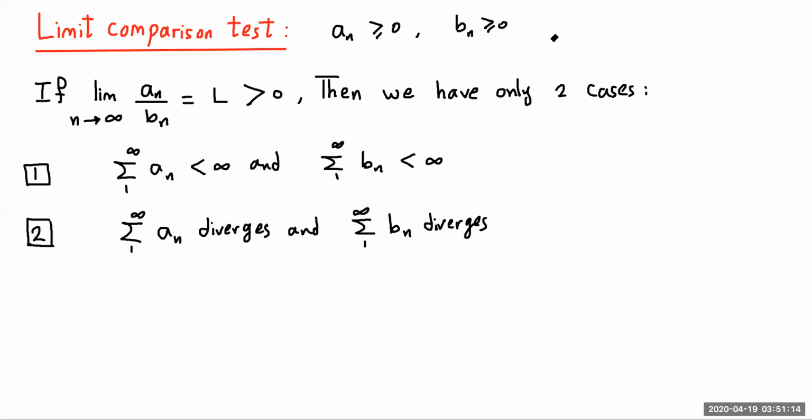Limit comparison test for positive series. Let's suppose that the limit of an over bn equals a real number L, a positive real number. Then we have two cases. If sigma an converges, then sigma bn also converges. So they converge together, or they diverge together.